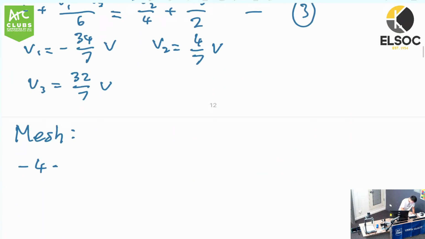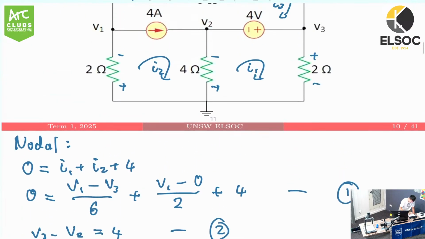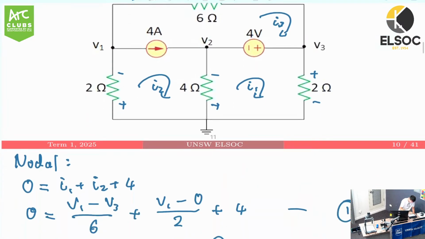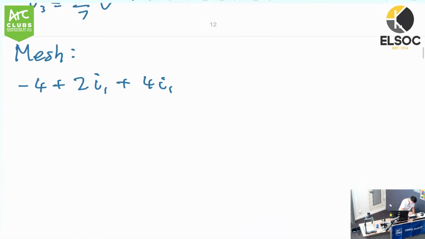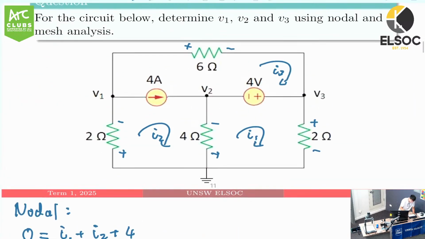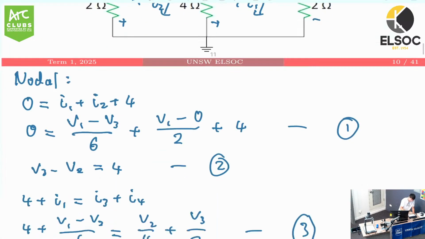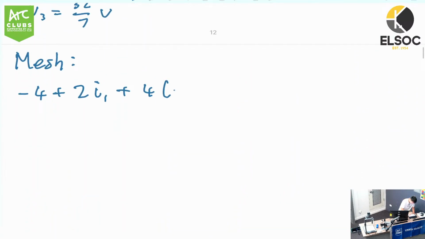Which is just 2I1. And then finally we have the 4 ohm resistor here, so 4I1, which is equal to 0. Since this one is between two meshes, we actually have I1 going up and I2 going down. So we'll do I1 minus I2, equal to 0. Okay. So this is our first equation here.